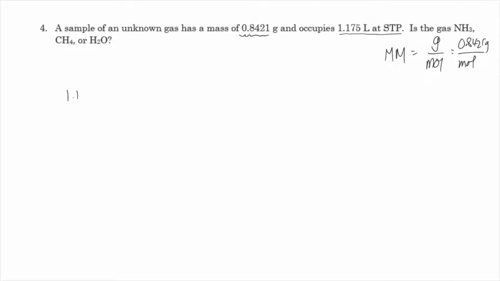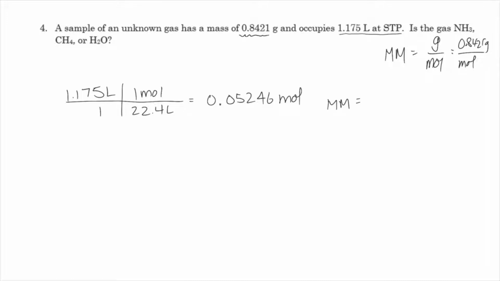So I have 1.175 liters. 1 mole has a volume of 22.4 liters. I take the 1.175 divided by 22.4, and I get 0.05246 moles. Then I take my mass that's given in the problem, divide by moles, the amount of moles that it's equal to, and I get a molar mass equal to 16.0 grams per mole.